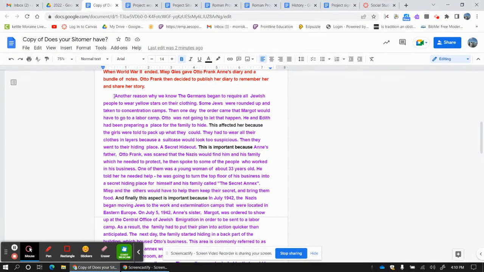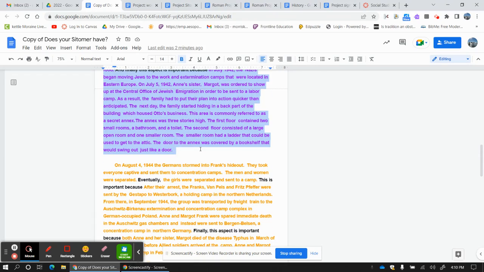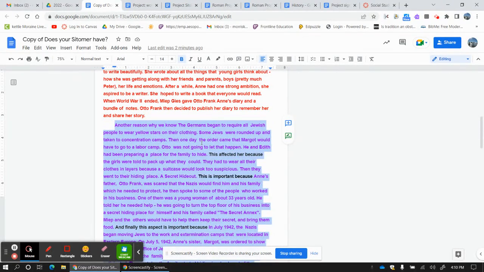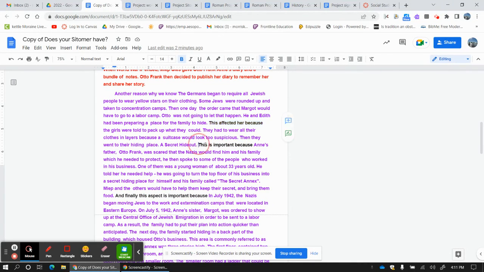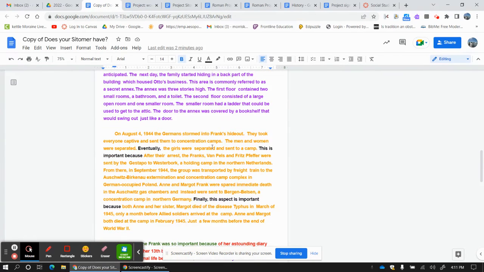I get to my next body paragraph, still pretty big. Look how big this thing is. And this is just from my Cornell notes, my summary, pretty thick, full of notes. And notice my transition sentence starters. This affected her because, this is important because, and finally, this aspect is important because. And notice how these transition sentence starters keep the paragraph flowing.